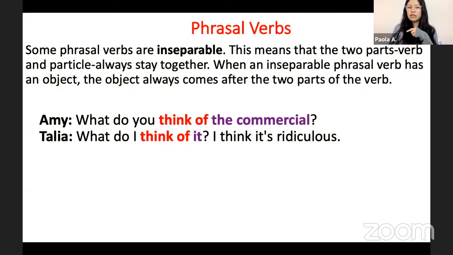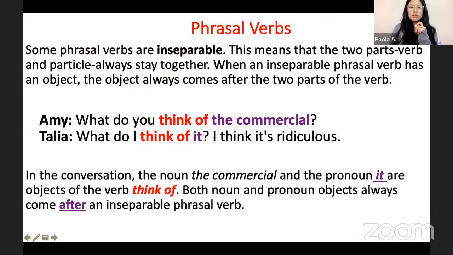So in this example, think of always goes together. In some cases, I can put the object or a complement here. In this example, no. Think of always goes together. It's inseparable. It always goes think of, think of.